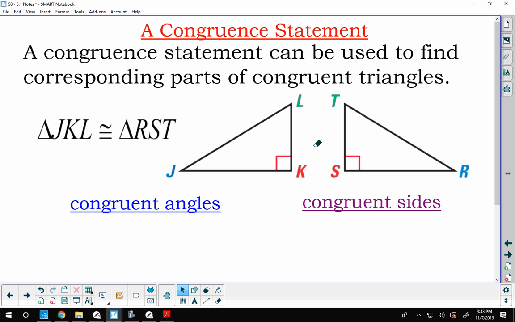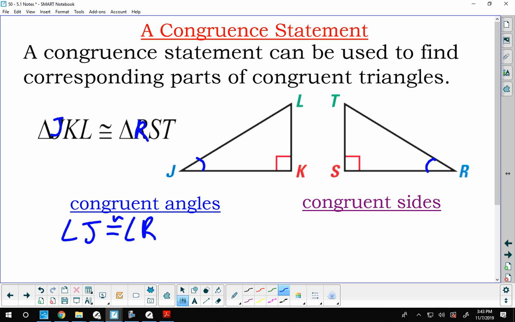Now, a congruent statement can be used to find corresponding parts of the congruent triangles. So these triangles are reflected. So it might not be as easy to identify congruent parts, but we can just use the congruent statement, which is actually a lot more accurate. So the first letter corresponds to the first letter over here. And the second letter matches with the second letter, and the third letter matches with the third letter. So we know angle J is congruent to angle R, and you can see that in your picture as well.